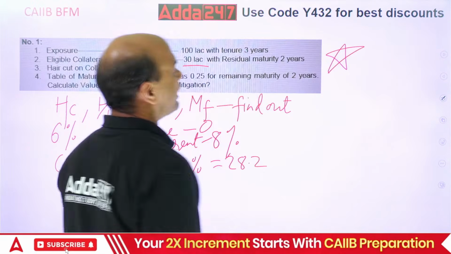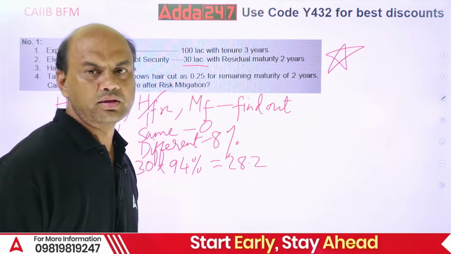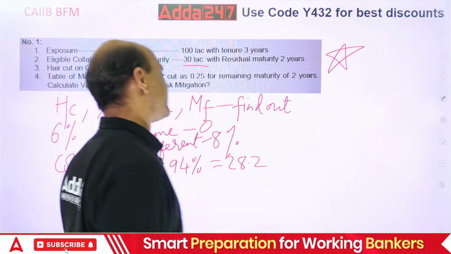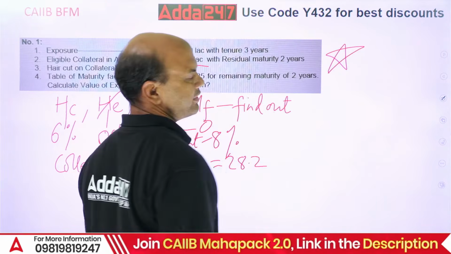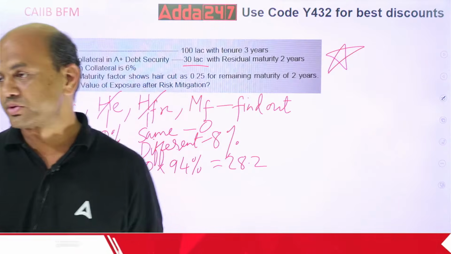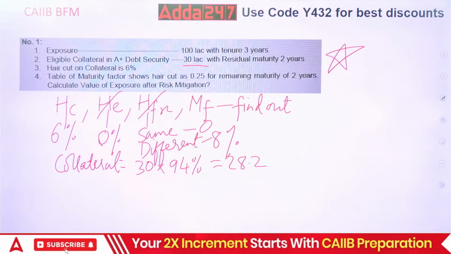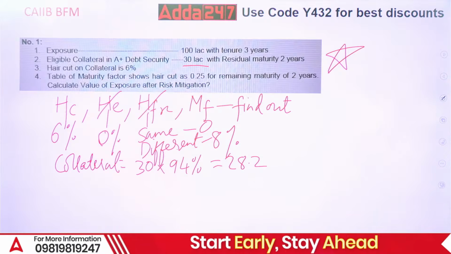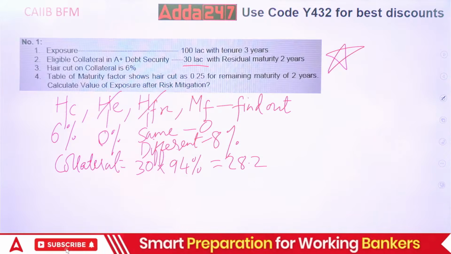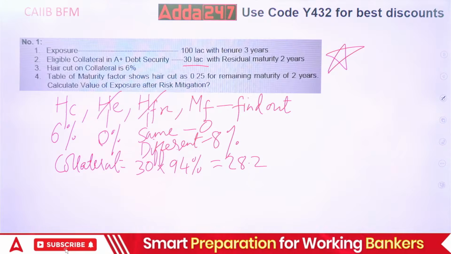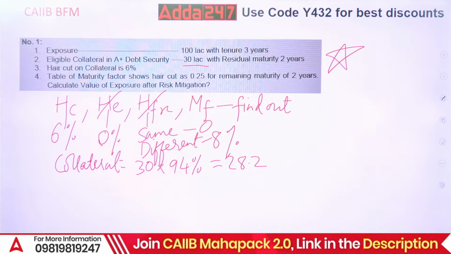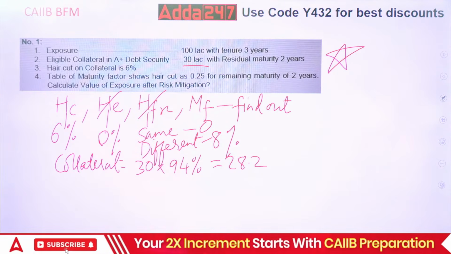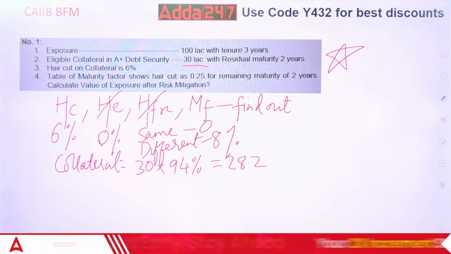Now MF, maturity factor. Now what is the formula for maturity factor? This you will have to remember now. Maturity factor formula. How many of you remember this? We have done this in the paid class also. I have just taken it from there. So how many of you can solve this?